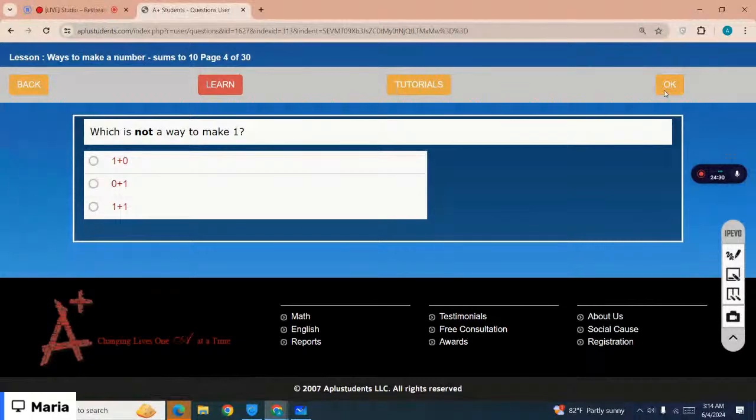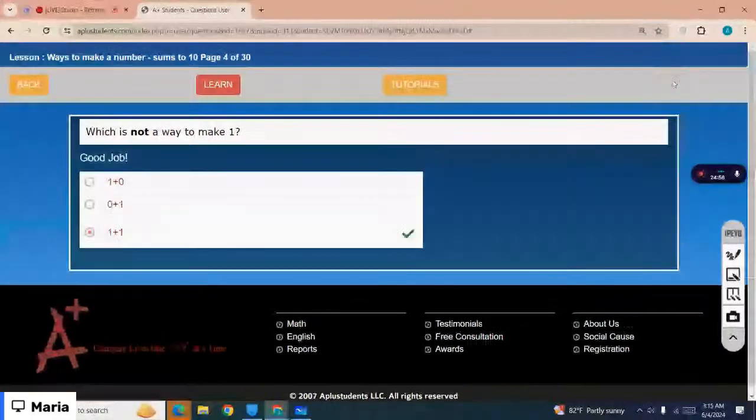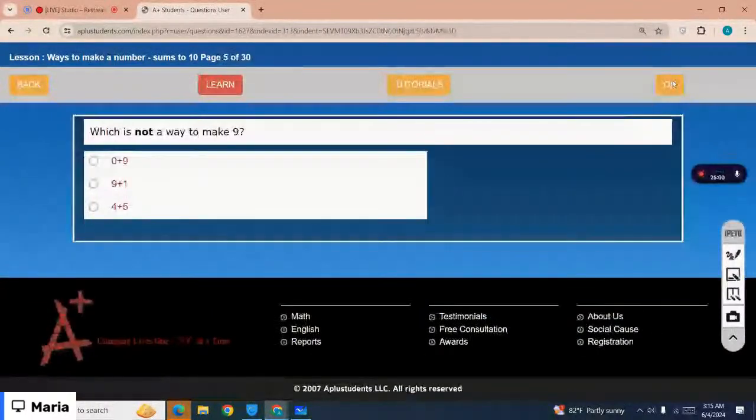Which is not a way to make 1? So you have to select the one that is not a way to make 1. Which is the correct option? Yes, option number 3 is the correct option. 1 plus 1 is the option that is not a way to make 1. Got it?